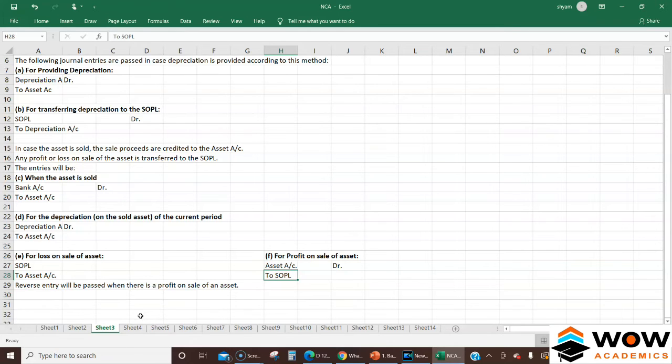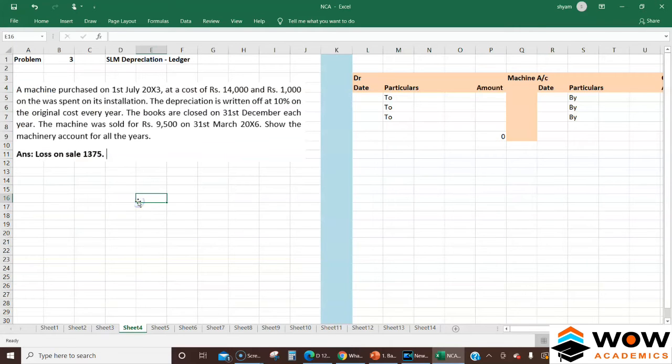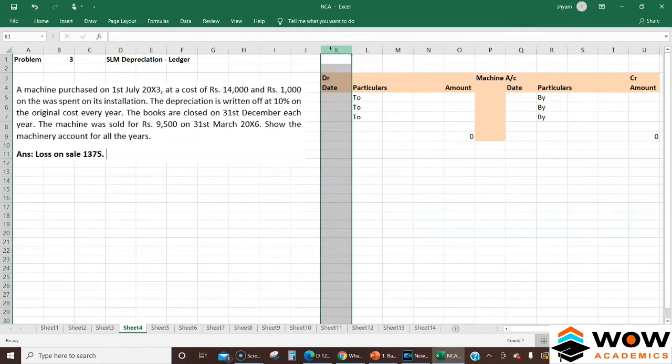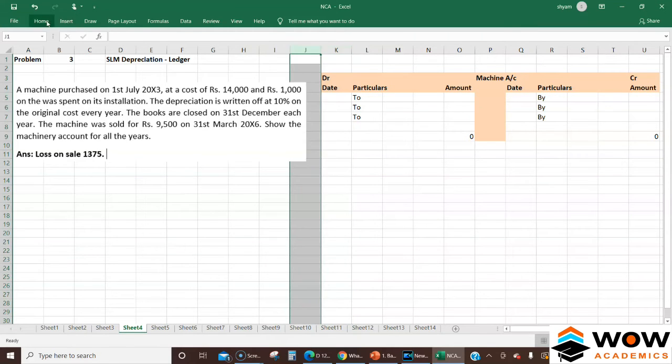We are not going to do the entries. We will directly post them in the ledger, because that is quite easy, and that is how sums are asked. So we'll start. This is the question. We are going to start with the straight line depreciation method and with the ledger account.